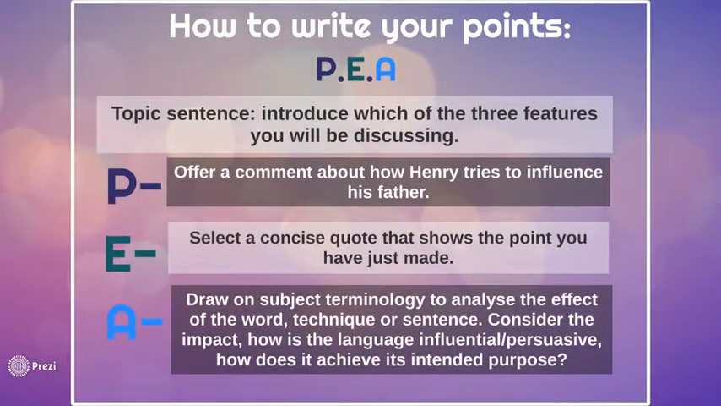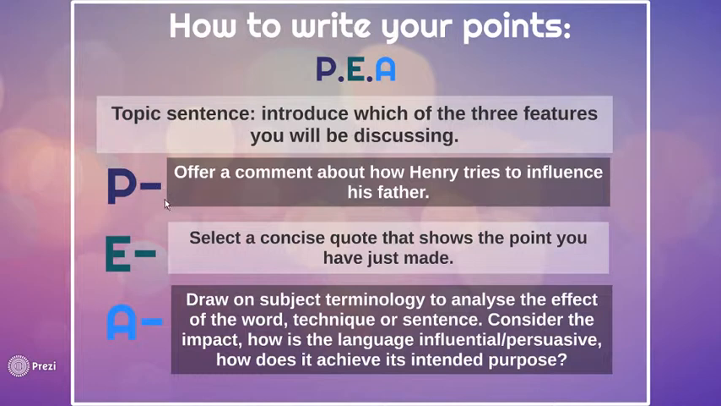So hopefully you found some similar points, but let's see how we might put that together into a coherent paragraph. So, same process, you're going to need to follow the PEA paragraph: point, evidence, analyse. But before you do that, you would need to introduce with a topic sentence. So this is where you would discuss which of the three features you're going to be talking about in the upcoming paragraph. And by three features, I mean language techniques, words and phrases, or sentence forms.